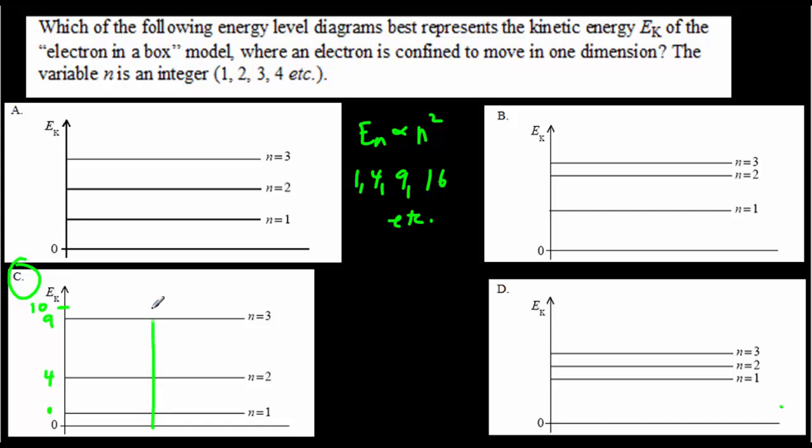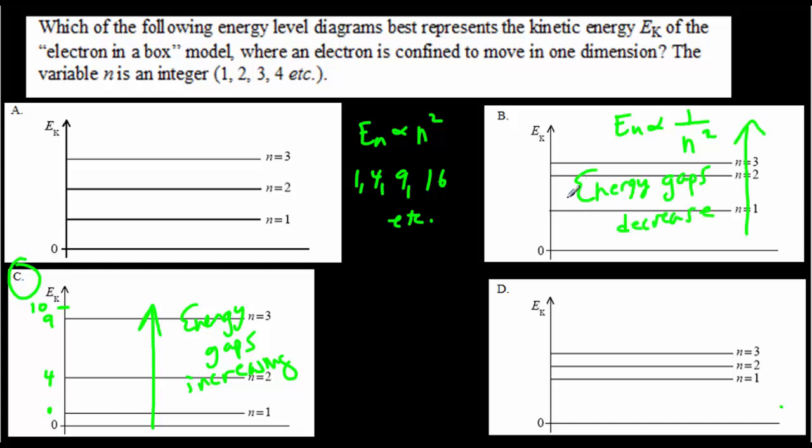So notice here that the energy gaps are increasing. And that's the opposite of the Bohr model of hydrogen, where remember the energy levels went as 1 over n squared. And so here you can see the energy gaps are decreasing, so that the difference between the first and second energy level is larger than between the second and third energy level.